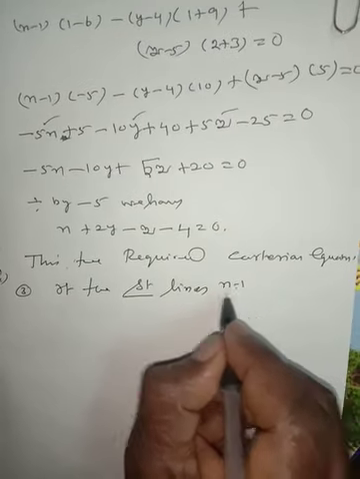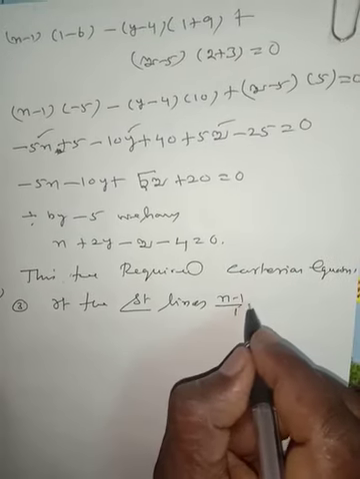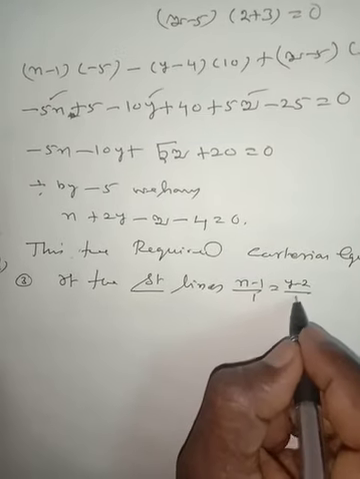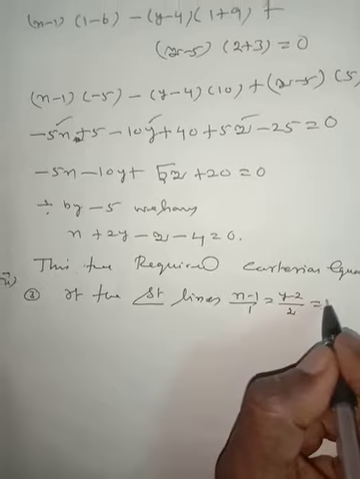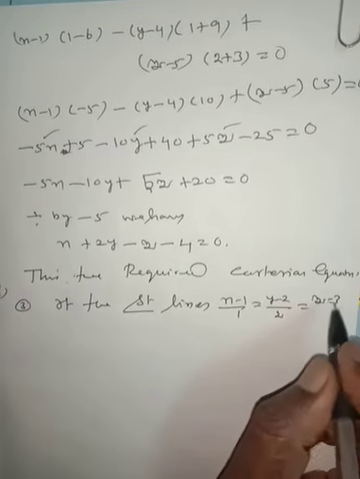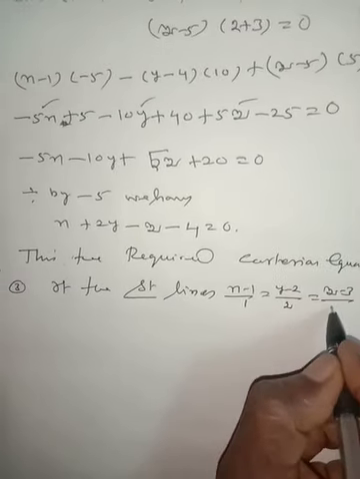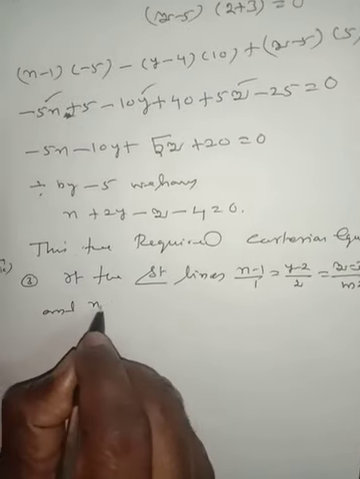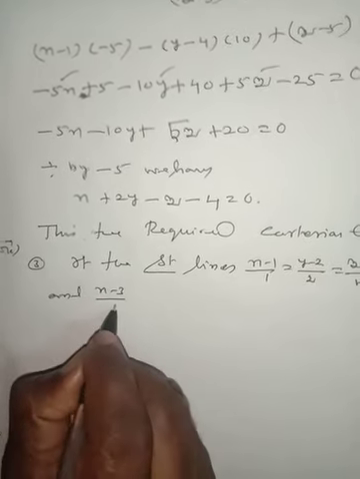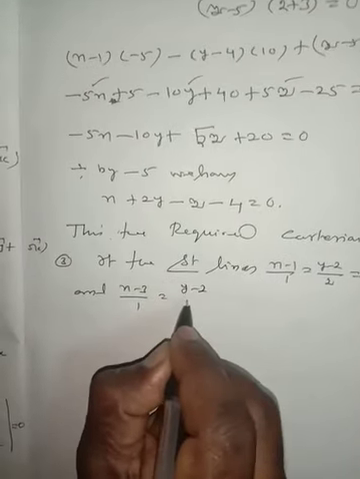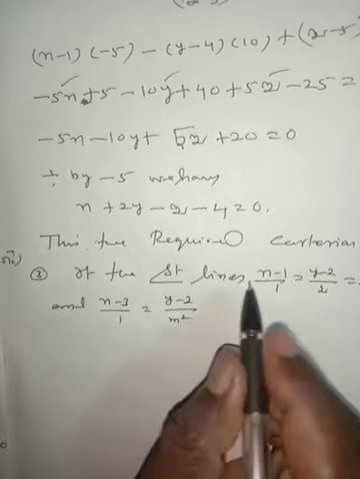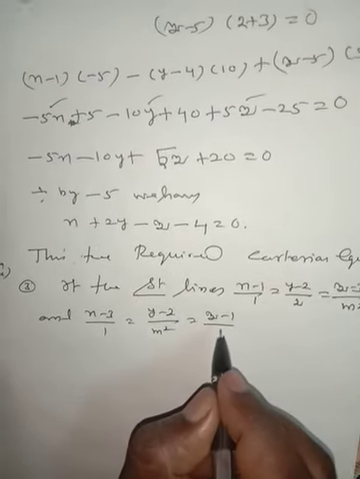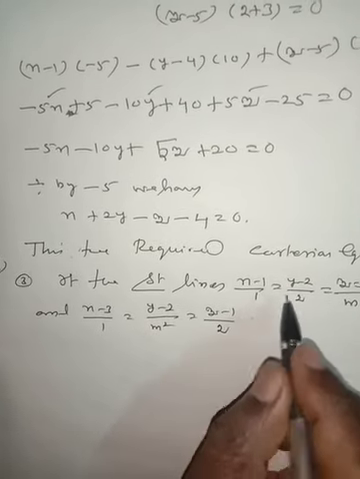Question number 3. If the straight lines (x minus 1)/1 = (y minus 2)/2 = (z minus 3)/m square, and (x minus 3)/1 = (y minus 2)/m square = (z minus 1)/2 are coplanar.